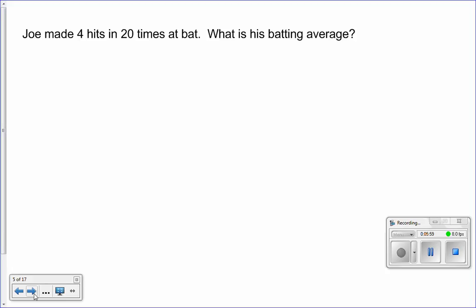Now is a good time to hit pause so that you can record your answer in your notebook and then press play when you're ready to go.